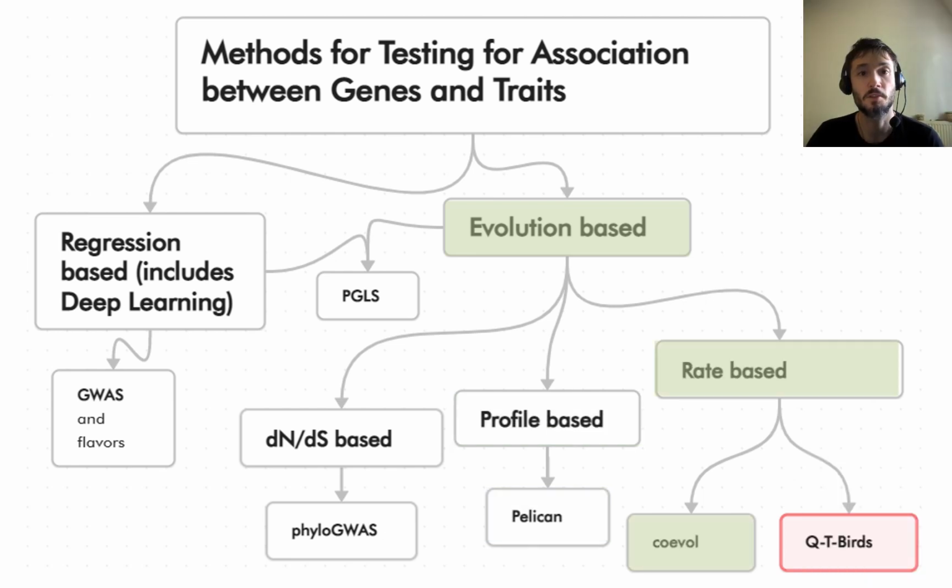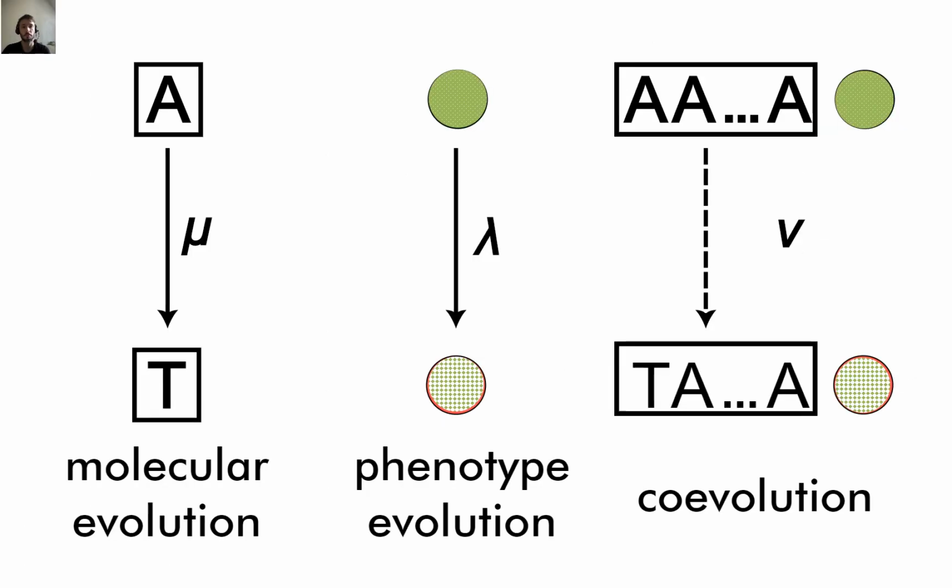Our method belongs to a group of methods that link the phenotype to the evolutionary rate at which the genotype evolves. In the QT-BERTS algorithm, we model the coevolution of genes and phenotypes directly by introducing 3 rates. Lambda, the rate of phenotypic change, mu, the rate of molecular change, and nu, the rate of joint phenotypic molecular change. In the present version of the algorithm, we assume these rates to be constant on the tree. However, they're unique for each site, or I should say for each gene character pair.